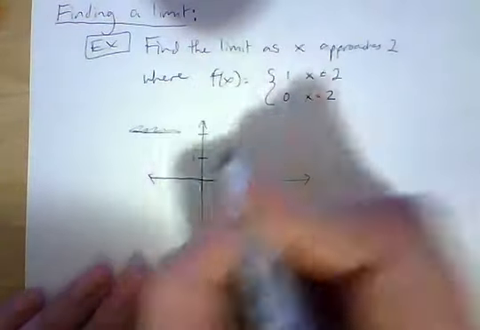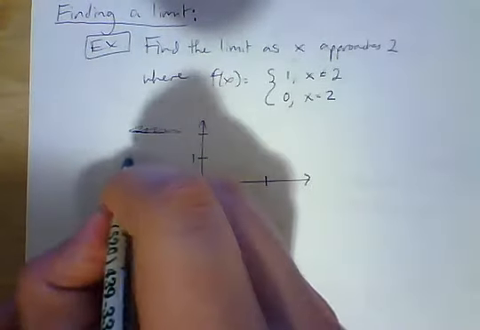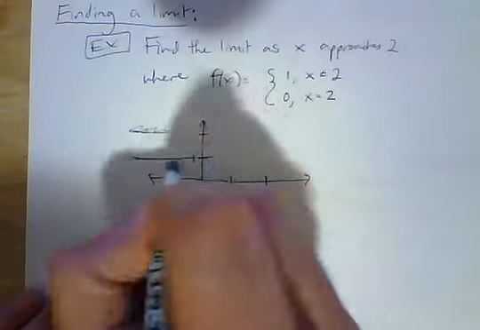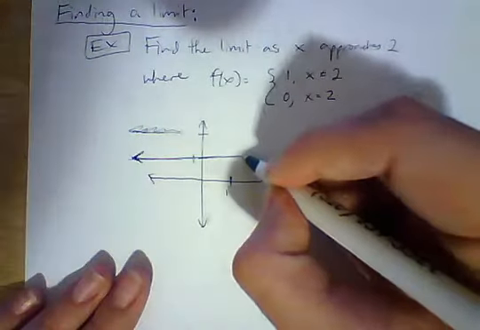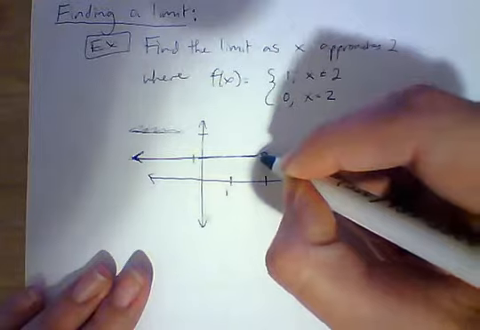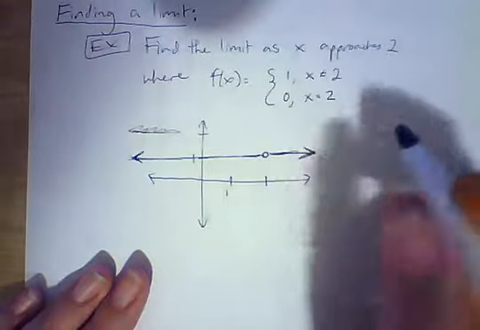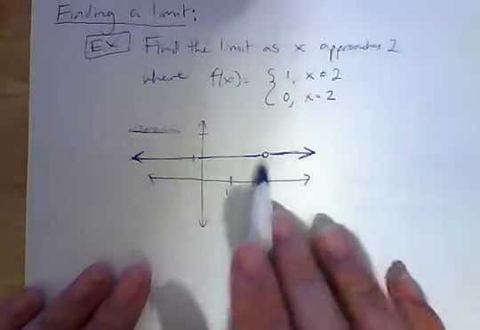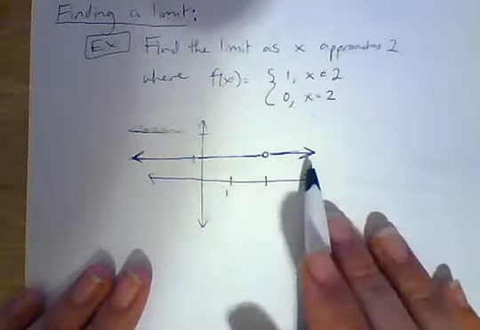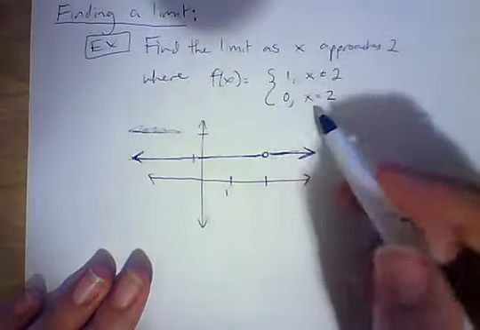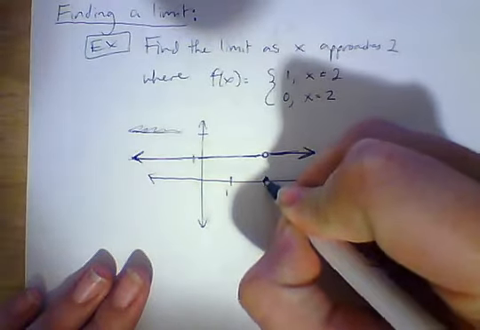Oh, pardon me. That's too high. The horizontal line at y equals 1. But then we're going to leave a hole at 2. And we're going to keep going in the other direction. And again, that just shows that the function is equal to 1 when x is everything except for 2. And then we need to show that when x is 2, our graph equals 0. So we're going to make a closed circle here at 2.